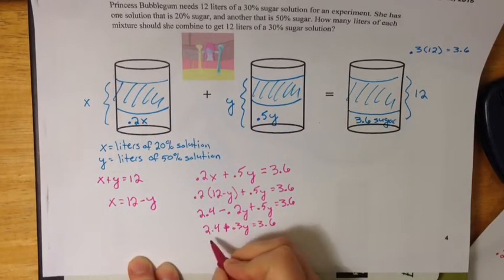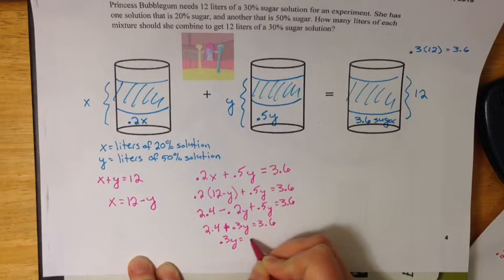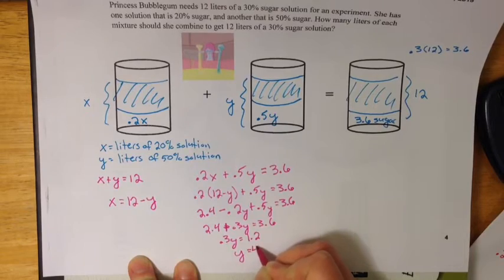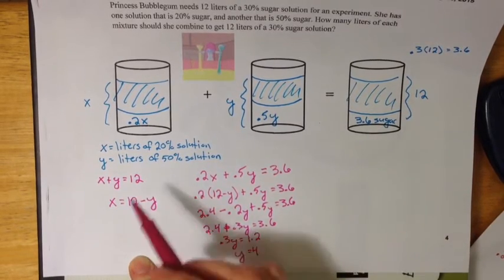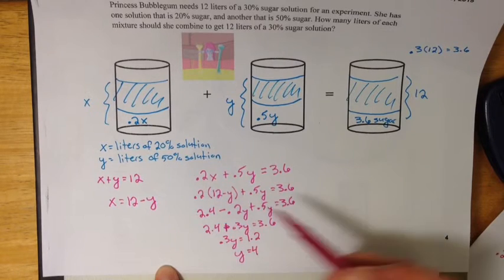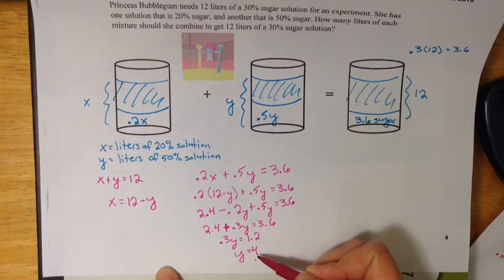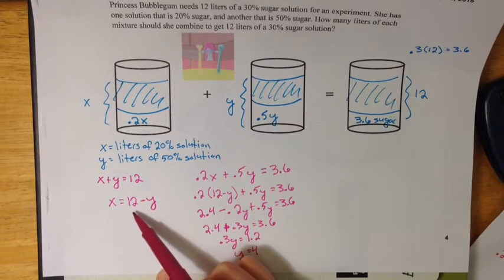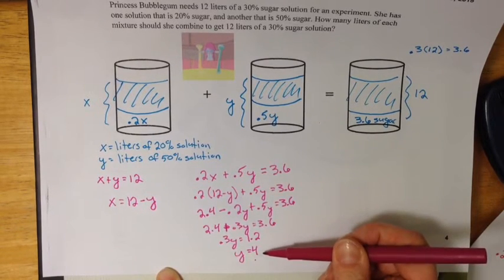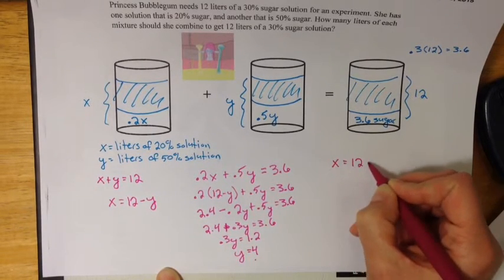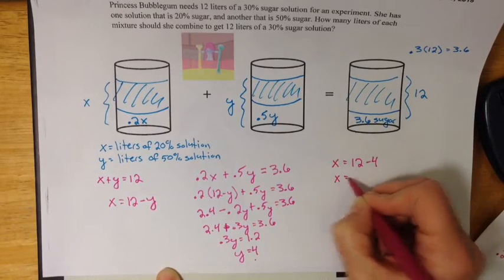Now I'll subtract 2.4 from both sides, which gives me 0.3y equals 1.2. Divide both sides by 0.3, and y equals 4. So that means that we need 4 liters of the 50% solution. Now we can go back, use the fact that y equals 4 to find out what x is. Remember, x is 12 minus y, which makes sense since we want 12 liters total, and we know that 4 of the liters need to be the 50% solution. So x is 12 minus 4, or x is 8.